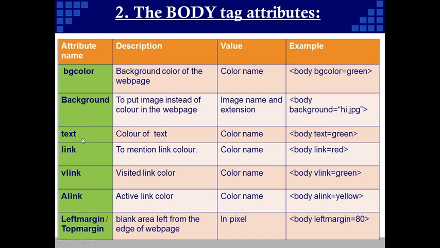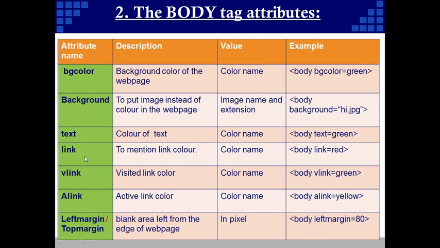The third one is text. If you want to change the color of the text or the letters in your web page, then you have to mention text with the body tag. You have to write it like this: body text equal to, then the name of the color that you want to apply to your text.